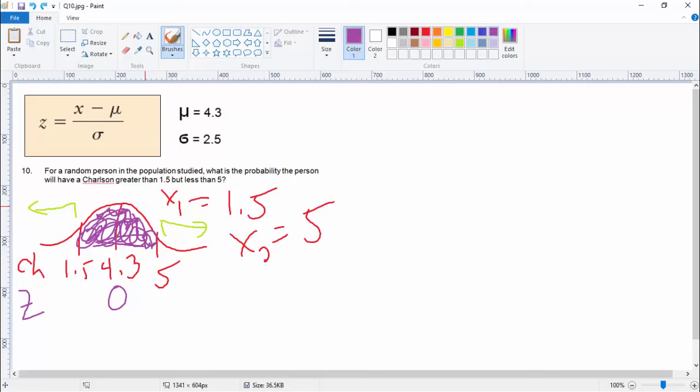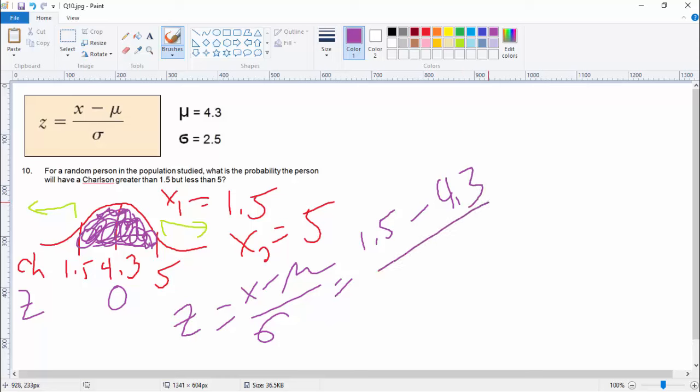Okay? So I'm going to go back to purple here. Remember, I have to always rewrite things. Z equals x minus mu divided by standard deviation, and then let's fill that in, using our x1, we're going to say equals 1.5 minus whatever mu was, 4.3, divided by 2.5. What's our z? Oh, 1.5 is below the mu, so we're going to have a negative z. I hate to be so negative about our z, but here it is. Negative 1.12.